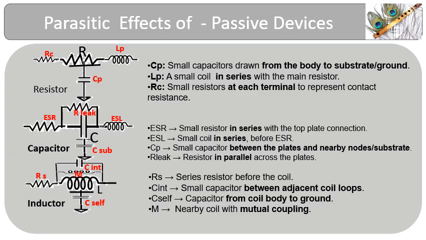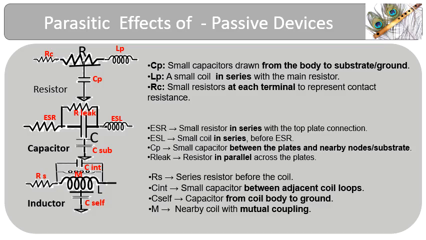In practical VLSI circuits, no component is truly ideal. Every resistor, capacitor, and inductor is associated with parasitics that become significant at high frequencies or in fast switching operations. These parasitics can impact the circuit performance, causing signal distortion, power loss, and timing issues, etc. For a resistor, the primary parasitics include Cp, a small capacitance formed between the resistor body and the substrate or ground. Lp, a small inductance in series with the resistor, especially due to leads or layout. Rc, small contact resistance at the terminals, representing imperfect connections.